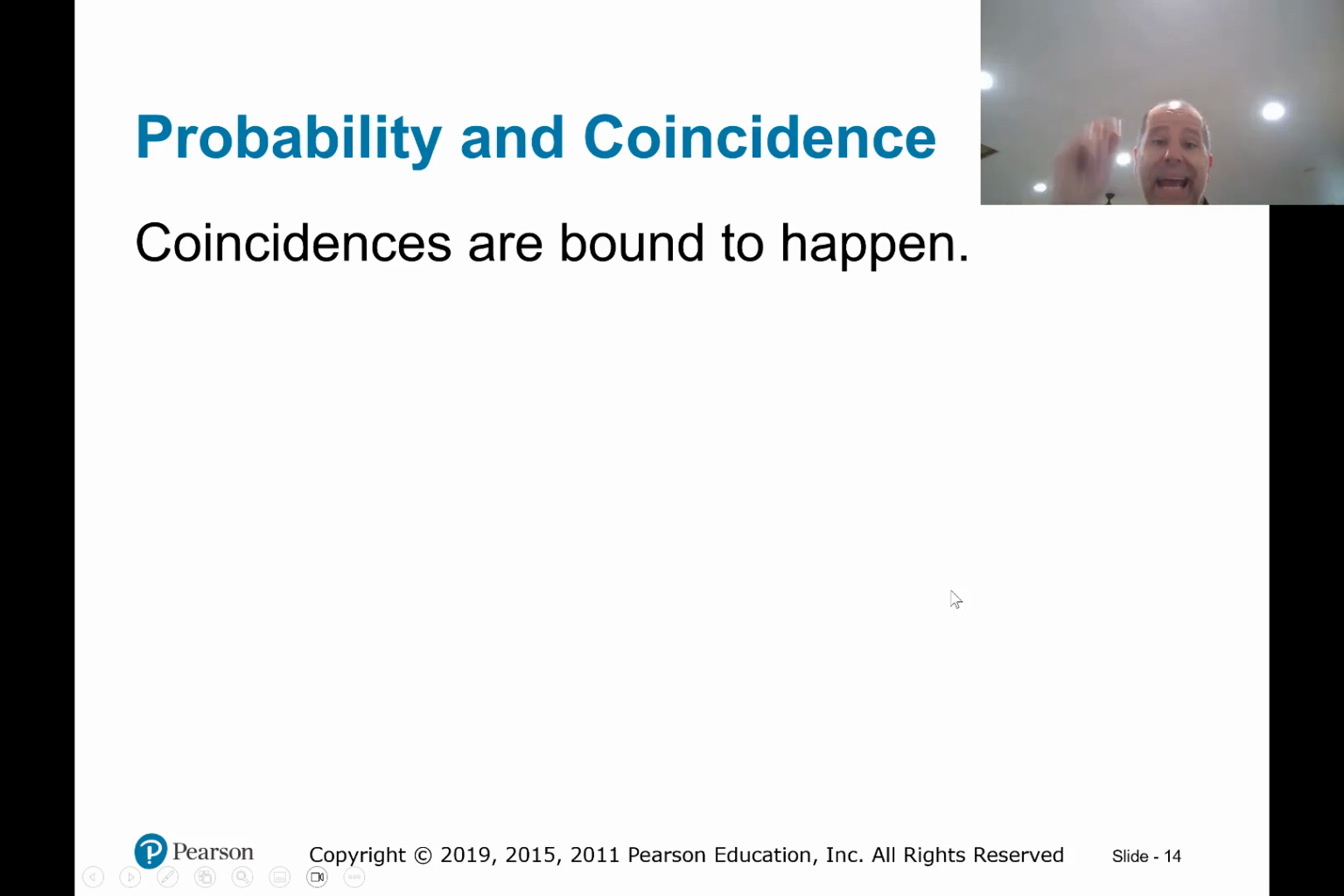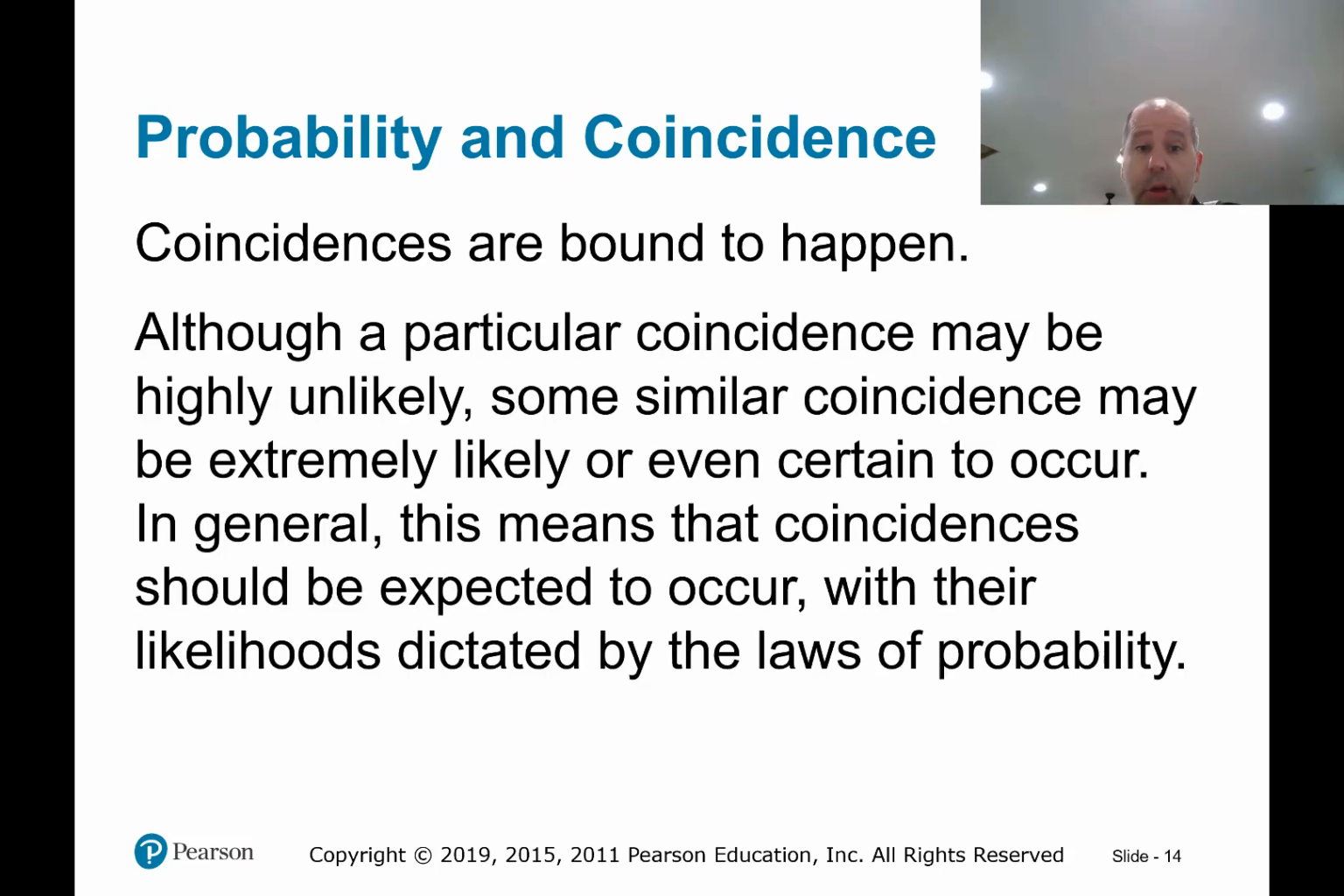Now, probability and coincidence. Coincidences are bound to happen. They do happen, okay? So although a particular coincidence may be highly unlikely, some similar coincidence may be extremely likely or even certain to occur. In general, this means that coincidences should be expected to occur with their likelihoods dictated by the laws of probability, okay? So it just depends on how likely these coincidences are to happen.